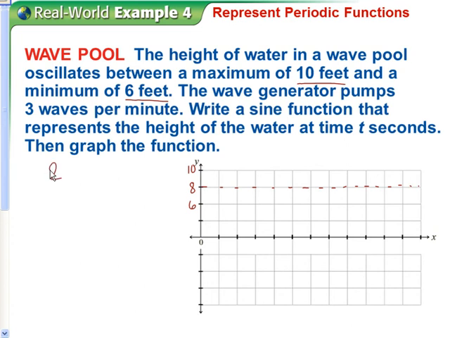So it has an amplitude of 2, and it says we have to use a sine function. And our midline is 8, so we put plus 8 here. But what is the number in front of theta? So if we do 3 waves per minute, that means each one is going to be 20 seconds. So if we take 2 pi, which is a full circle, and we divide that by the 20 seconds, that means we're going to have pi divided by 10 as our b value.